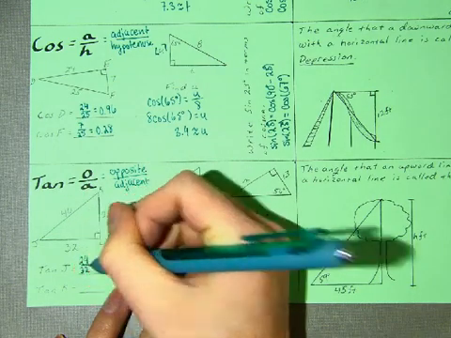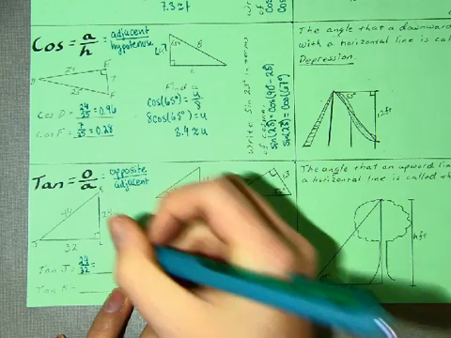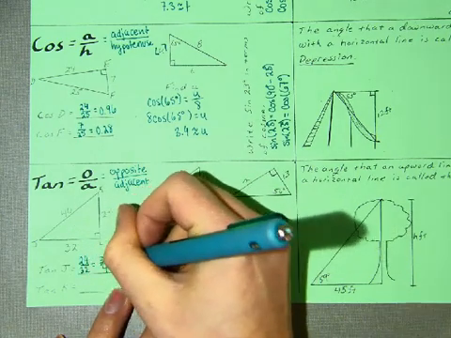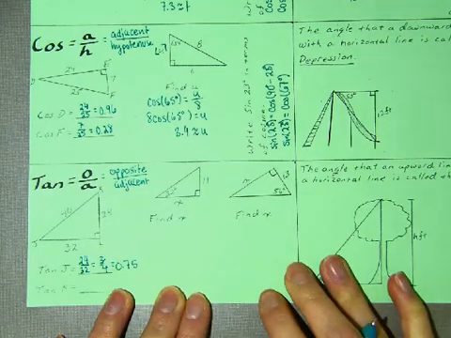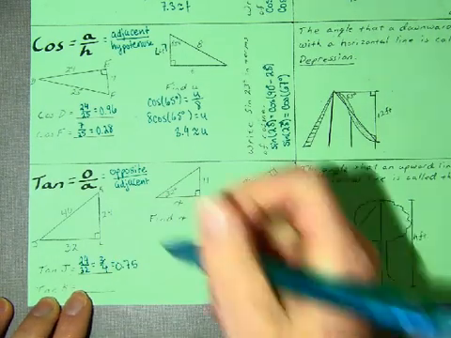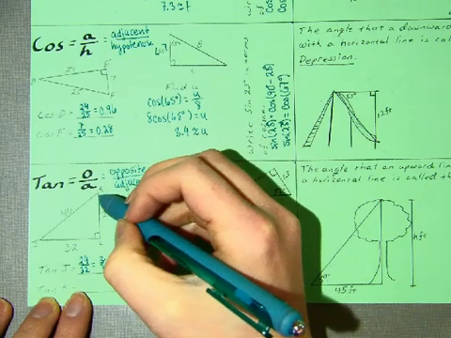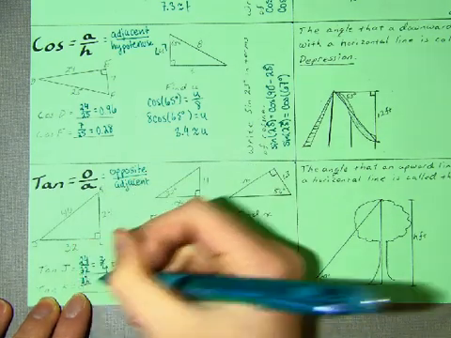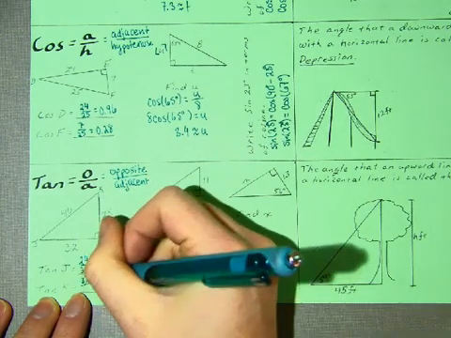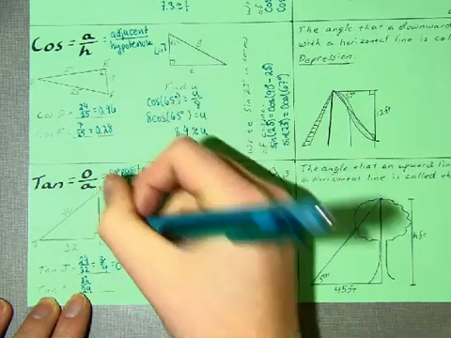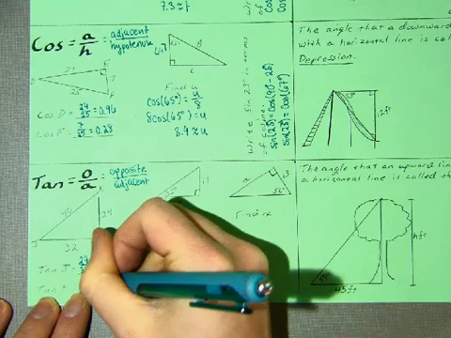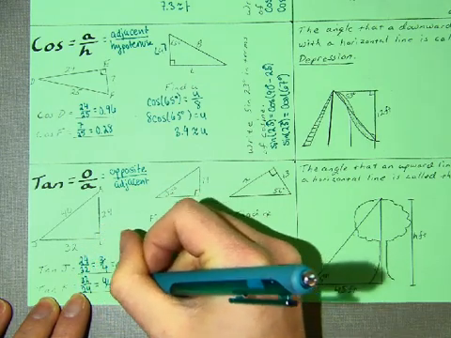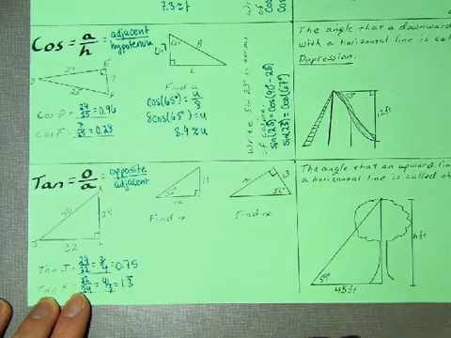When plugging this in, that's going to give us 3/4 or 0.75. Tangent of angle K. 32 is opposite of angle K, and 24 is adjacent to, so we're putting opposite over adjacent. That gives us 4/3 or 1.3 repeating.